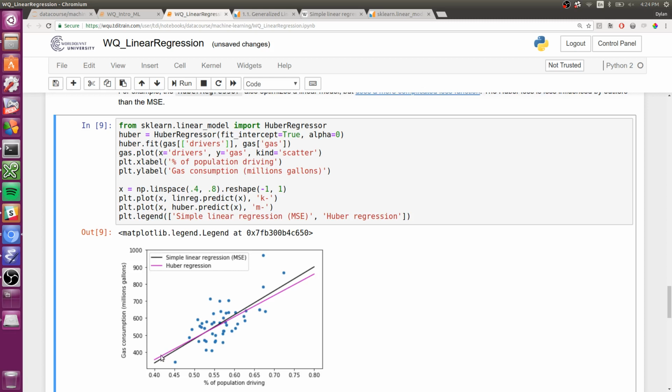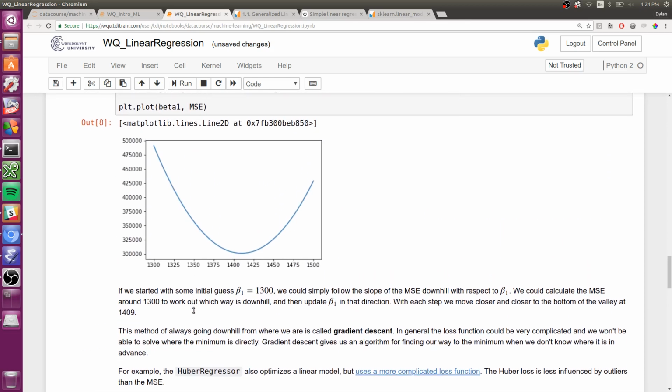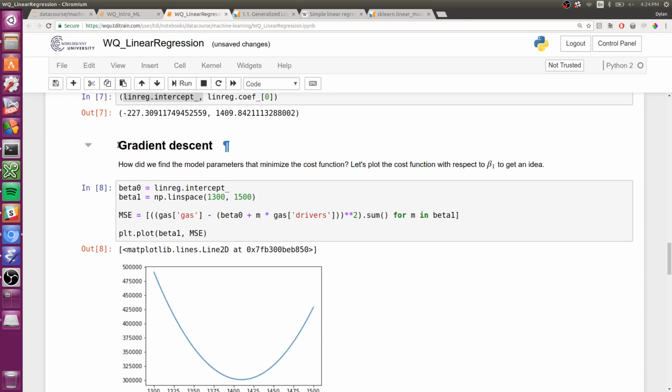And we can see the Huber regression line is different than the simple linear regression line. These give two different predictions. And that makes sense because the Huber regressor minimizes a totally different loss from the simple linear regression loss. So choosing a different metric to optimize will often lead to a different model. And sometimes will even necessitate an entirely different optimization approach.